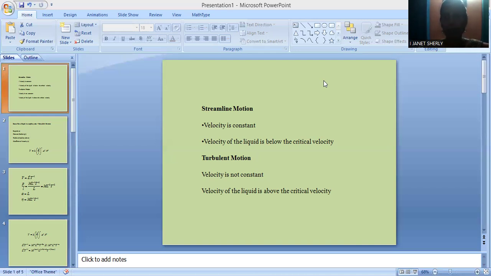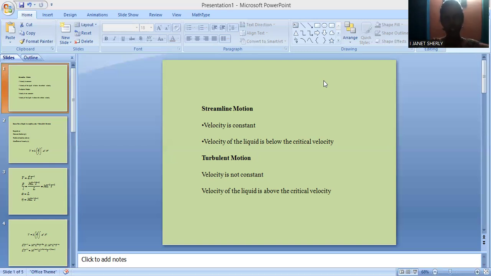But what happens if the particle does not exactly follow the path of the predecessor? What happens if the particle follows a zigzag path? What happens if the velocity is not constant? We call that a turbulent motion. So in general, we have two different types of motion of liquid: one is streamline motion and the other is turbulent motion.